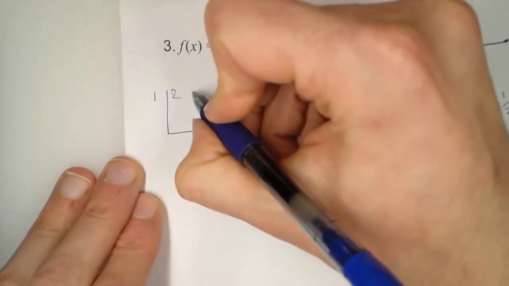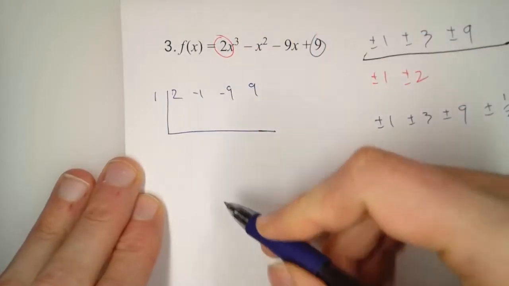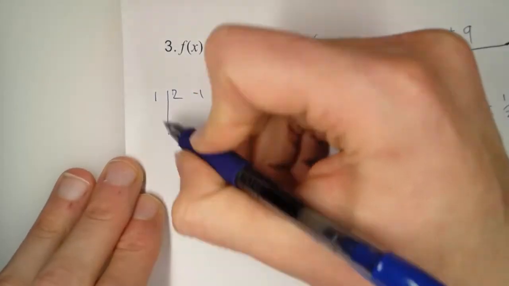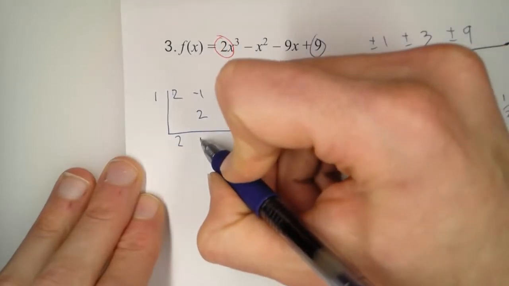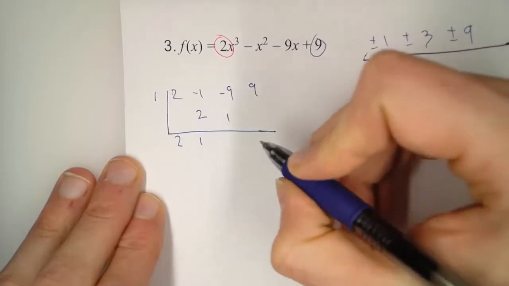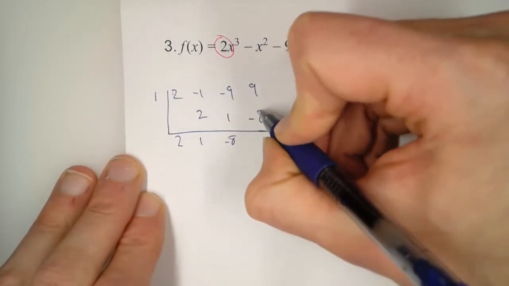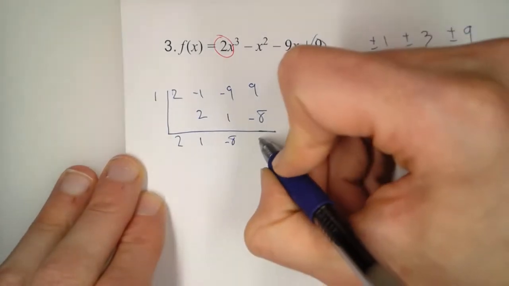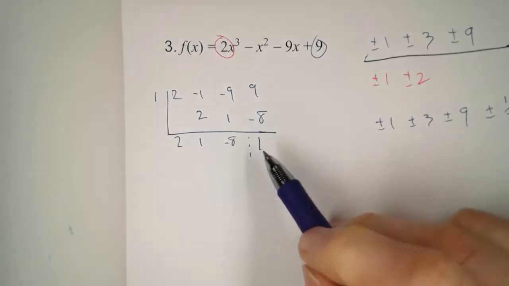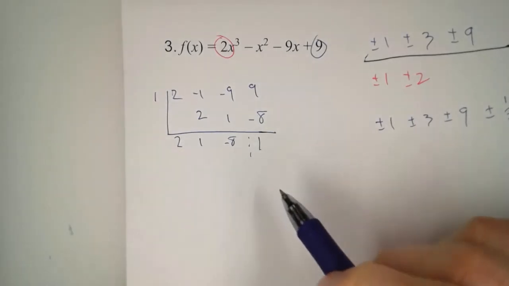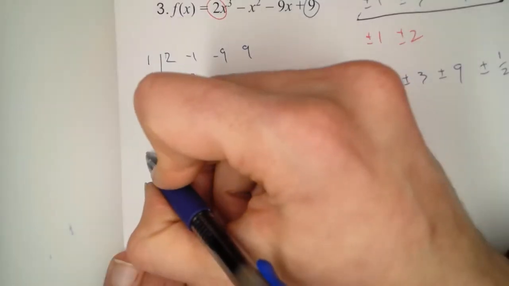So we have 2, -1, -9, and +9. So bring down the 2. Times 1 is 2. 2 minus 1 is 1. Times 1 is 1. Minus 9 is -8. And then -8, that gives us a remainder of 1. And that's inconclusive. It's not all positive, and it's not plus minus plus minus. So that one didn't work, unfortunately.